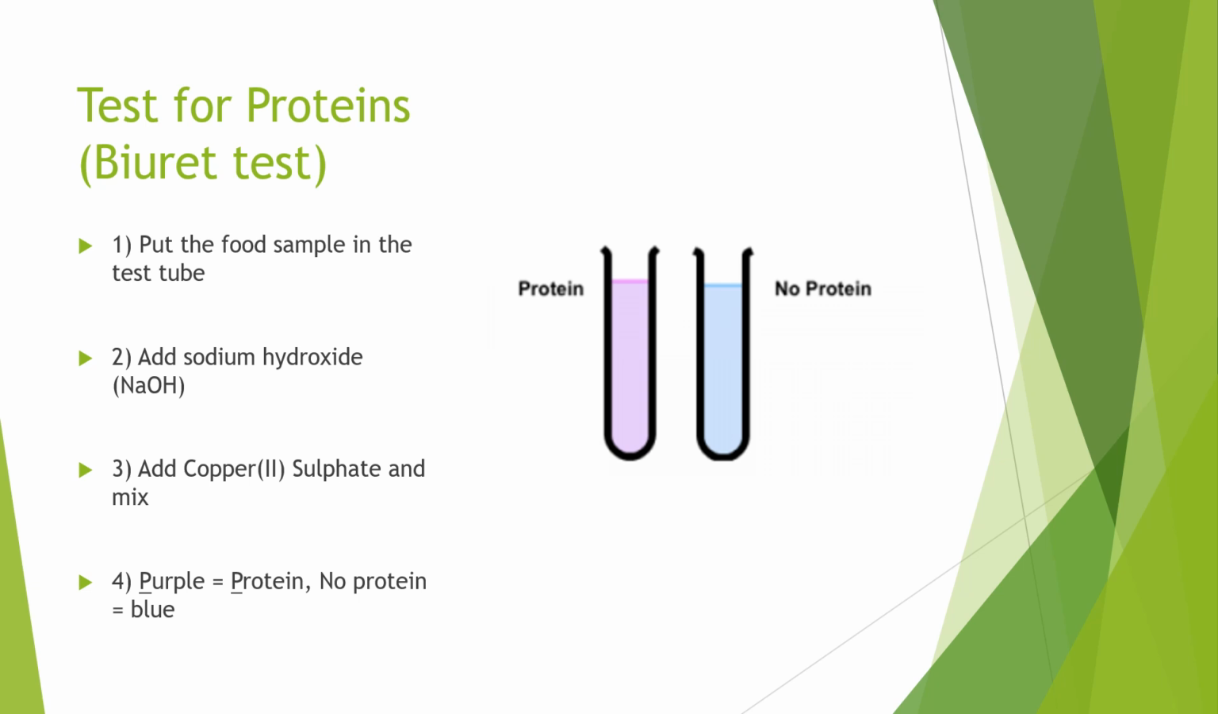The resulting mixture in the test tube, if a protein is present, will turn purple. Remember, P for purple, P for protein. If no protein is present, the mixture will remain blue.